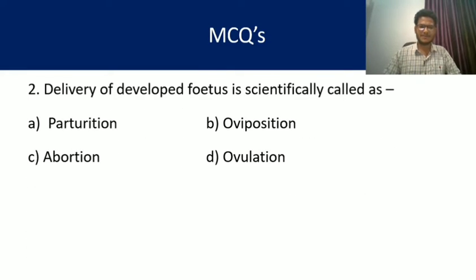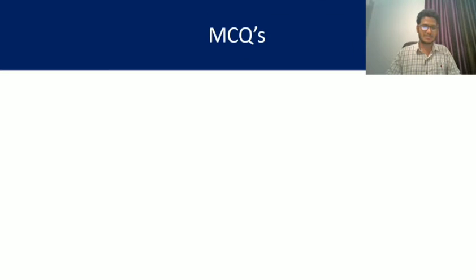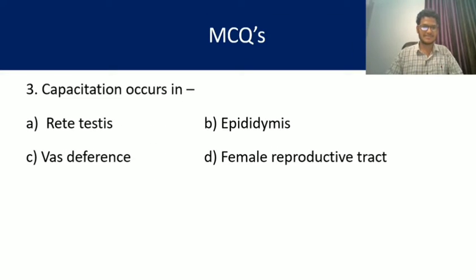Delivery of developed fetus is scientifically called as parturition, oviposition, abortion, ovulation. This one is very clear also. The scientific term for delivery of developed fetus is parturition. So the answer is A. So next question, my dear friends.